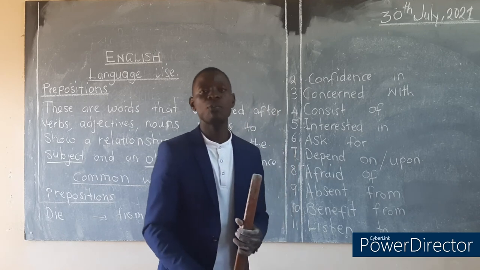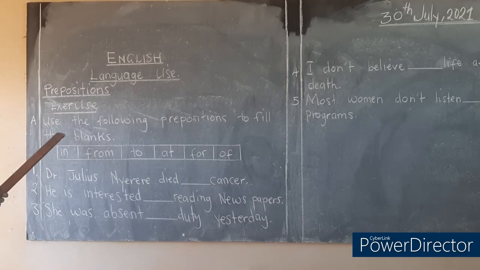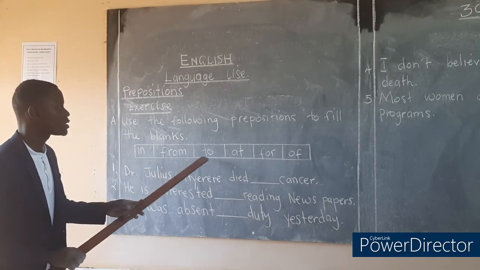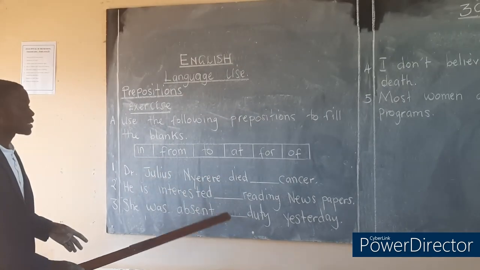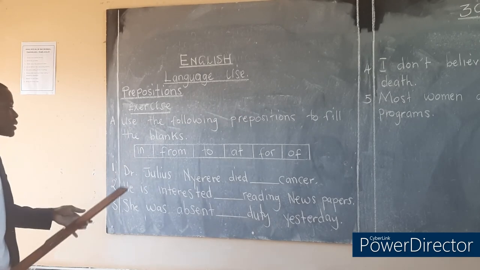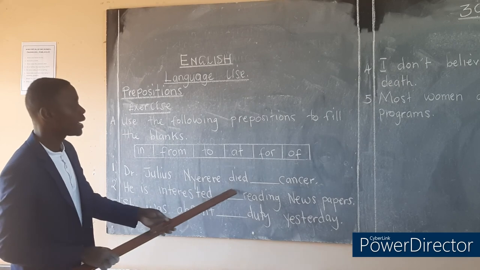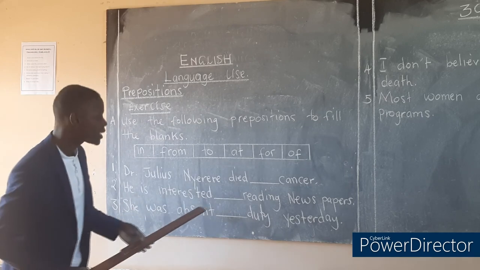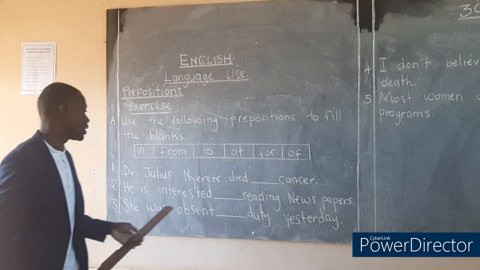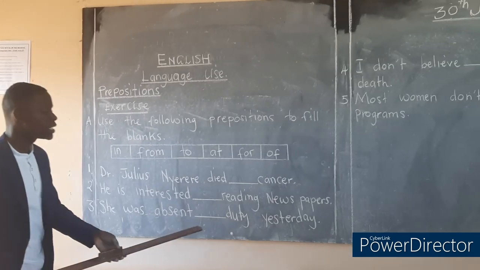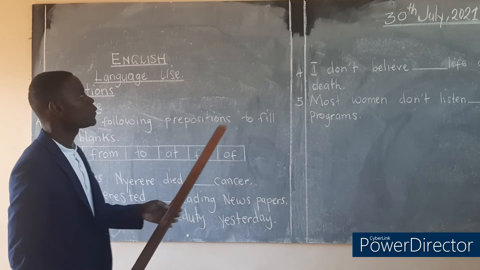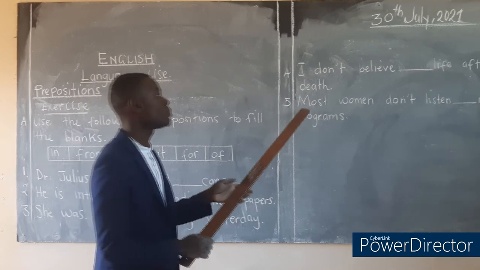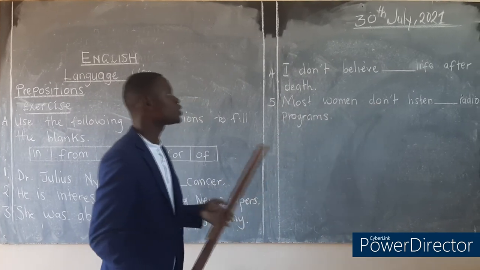So now get your book and write the exercise. It says, use the following prepositions to fill the blanks. Use these prepositions in this box to fill the blanks that are here in these sentences. The first sentence is, Dr. Julius Nyerere died dash cancer. Then the second one says, he is interested dash reading newspapers. Then three, she was absent dash duty yesterday. Then the fourth one, I don't believe dash life after death. Then the last one says, most women don't listen dash radio programs.